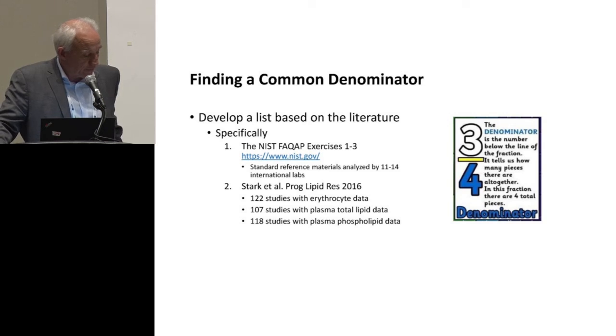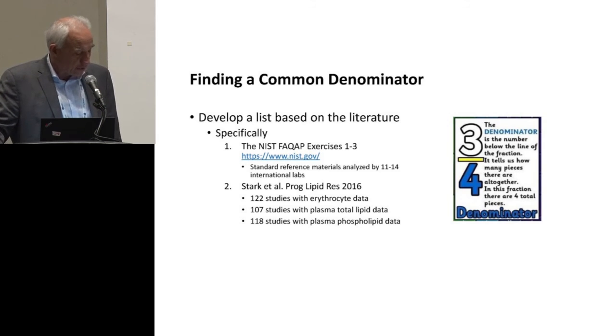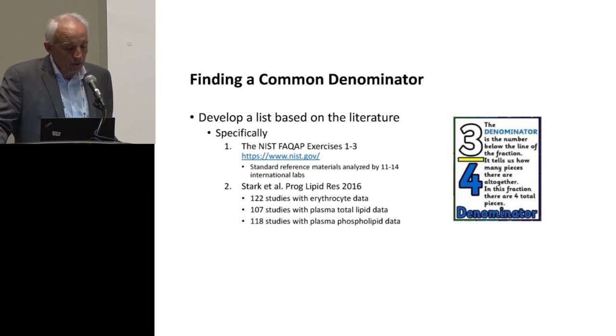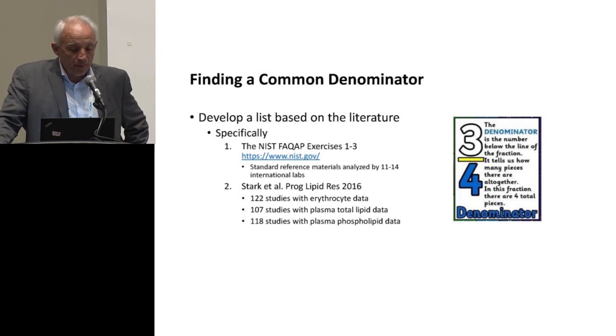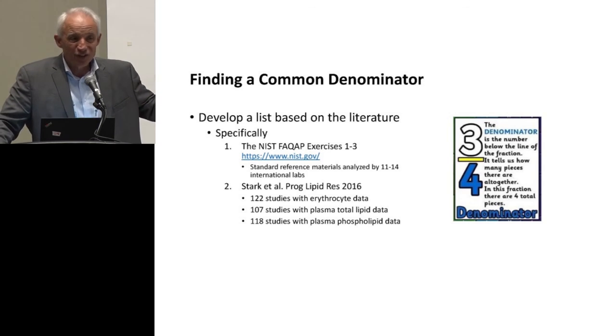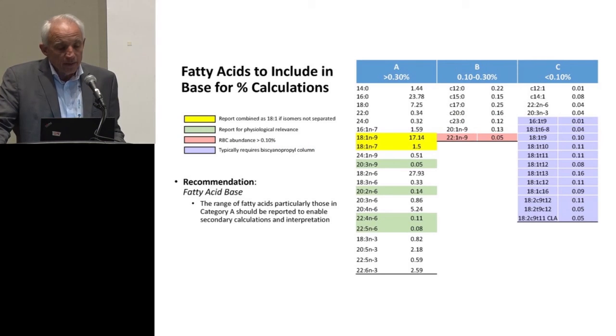So use either the National Institute of Standards and Technology Fatty Acid Quality Assurance Program. So there are exercises that you can access at www.nist.gov, and that is basically where 14 labs analyzed a series of reference materials and produced that base of fatty acids. Also, Ken Stark took a look at a series of studies in his paper in Progress in Lipid Research in 2016. So you can see the numbers of studies there: 122 with erythrocyte data, 107 with plasma total lipid data, and 118 with plasma phospholipid data. Again, you can see what the base is. And on the right-hand side here again, if the denominator is too small, your relative contribution in terms of percent will be too large.